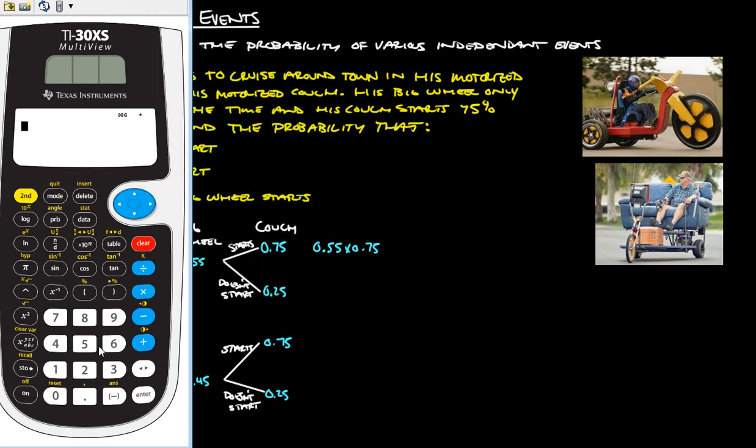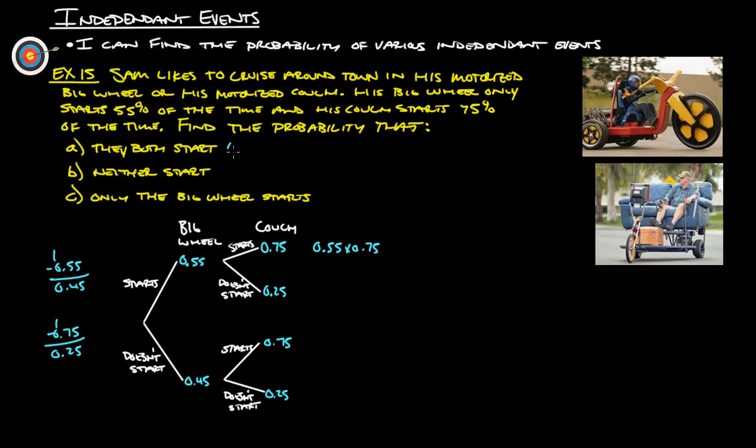Let's see. We got 0.55 times 0.75, and that gives us 41.3% of the time that they're both going to start.